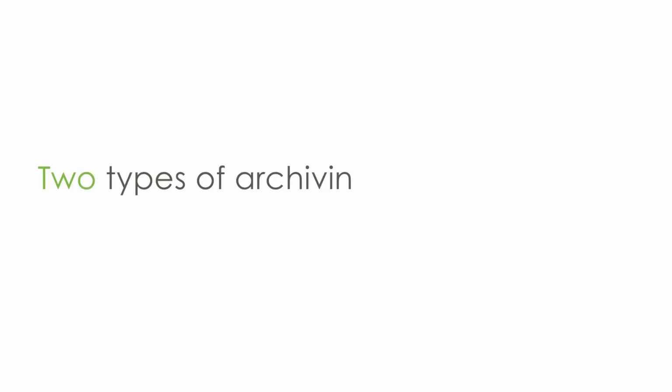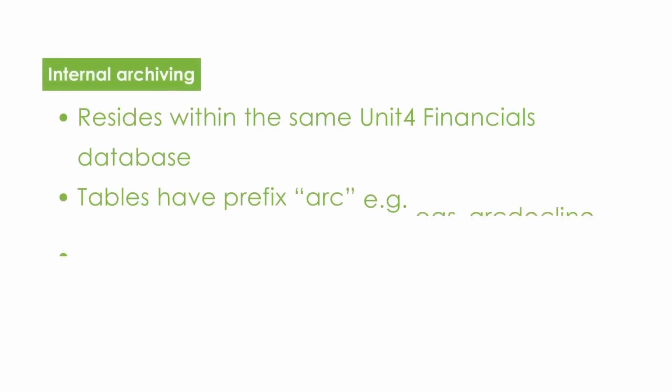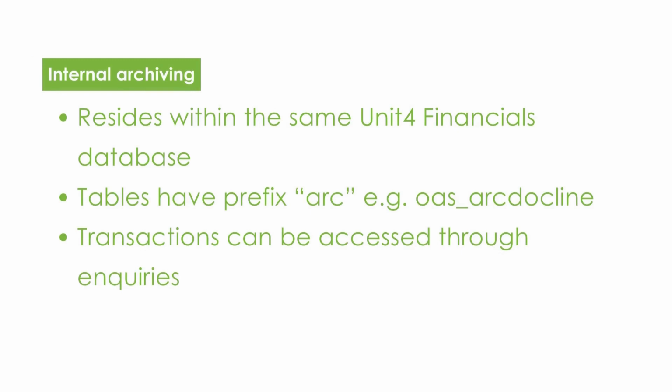In this episode, we're going to cover archiving. Archiving within Unit4 Financials is probably the most complex part of the application. There are two types of archiving. The first type is internal archiving. Information is transferred within the same Unit4 Financials database.